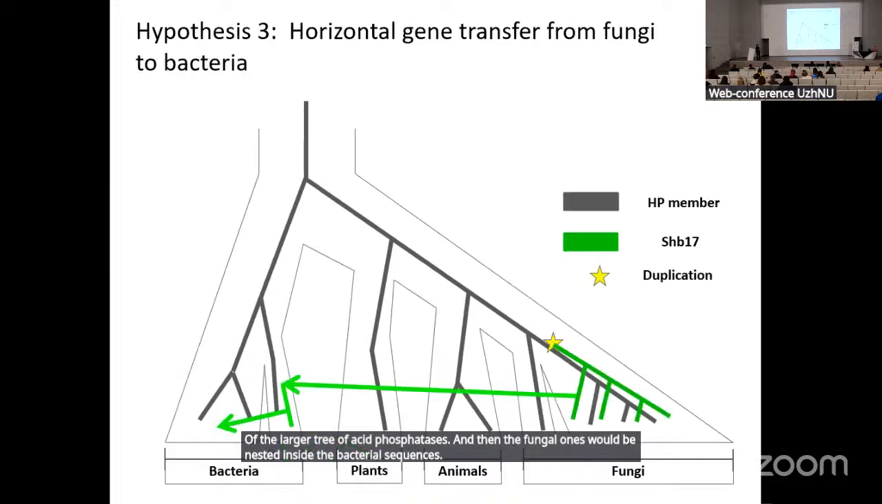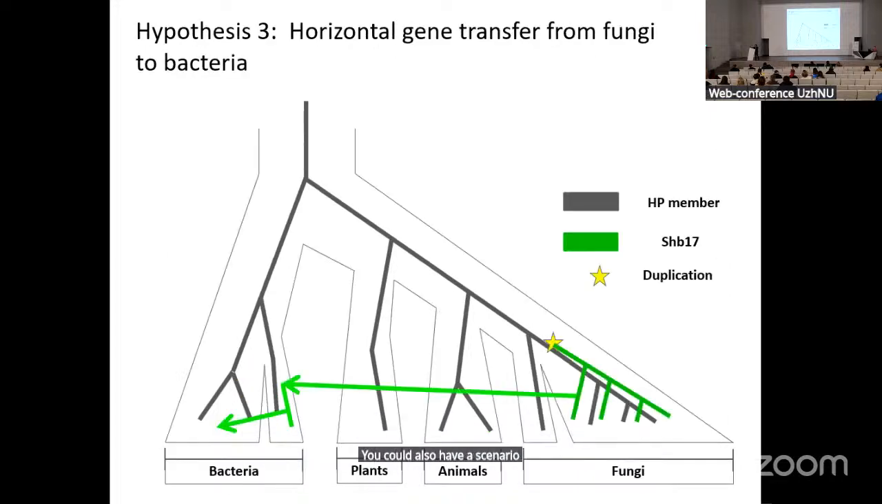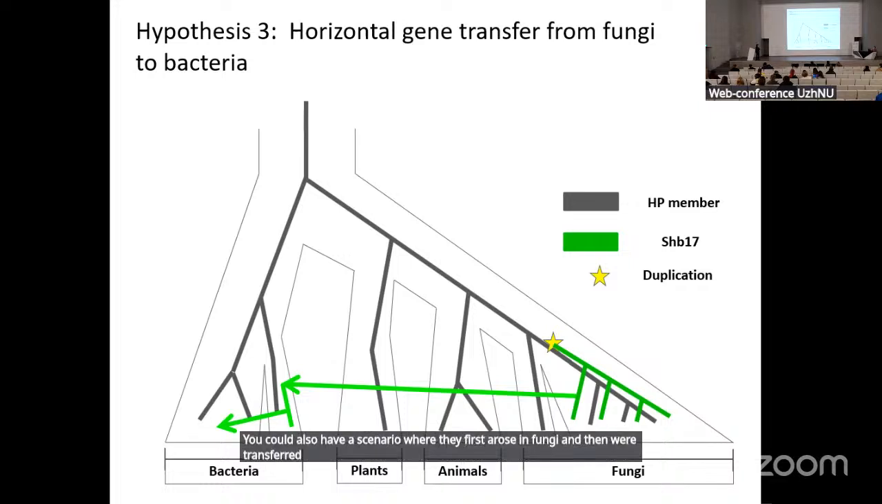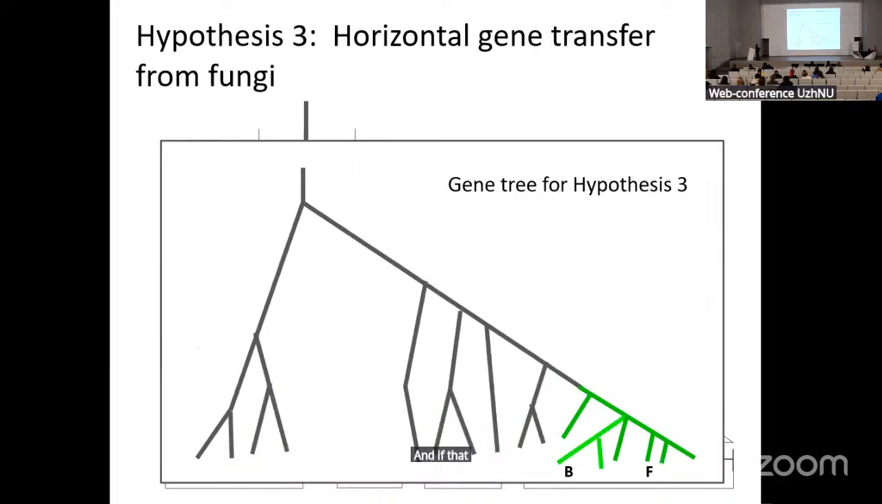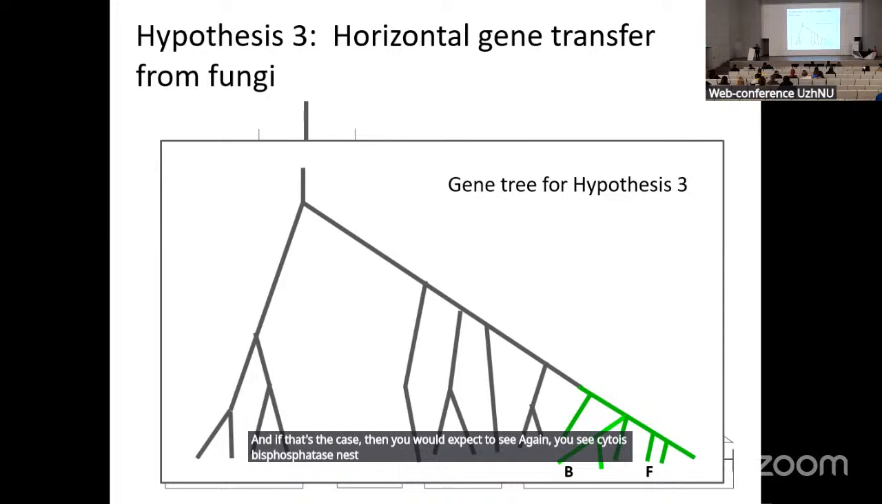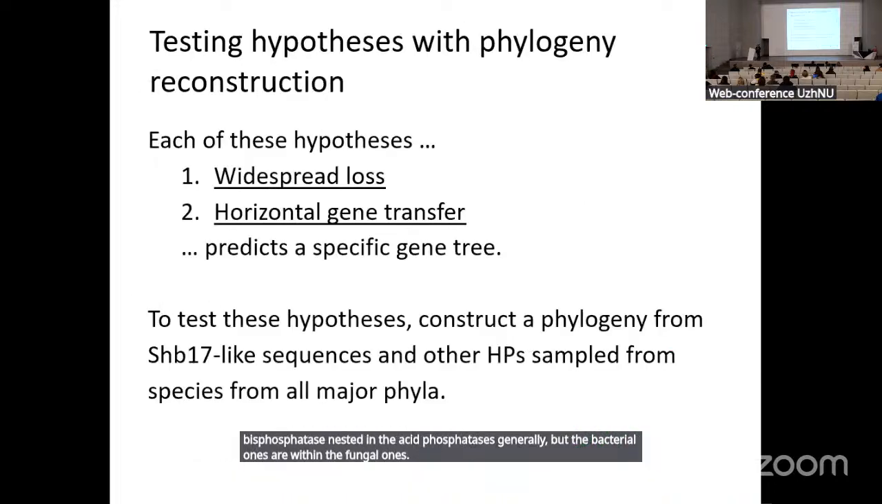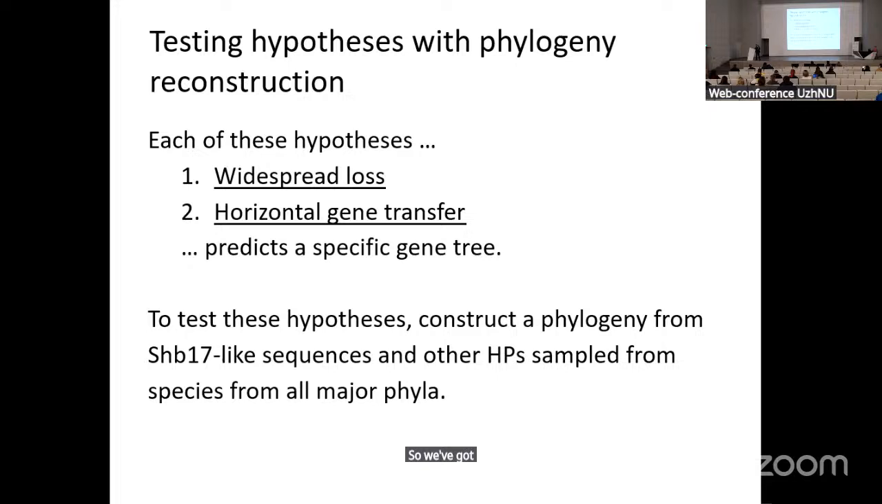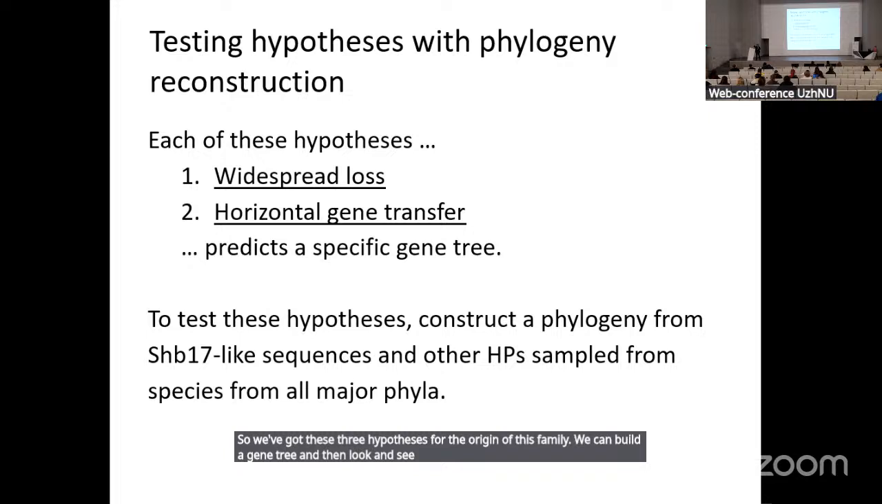You could also have a scenario where they first arose in fungi and then were transferred into bacteria. And if that's the case, then you would expect to see, again, cytoheptulose bisphosphatase nested in the acid phosphatases generally, but the bacterial ones are within the fungal ones. So we've got these three hypotheses for the origin of this family. We can build a gene tree and then look and see, do we see one of these particular gene tree shapes? So here's the tree.